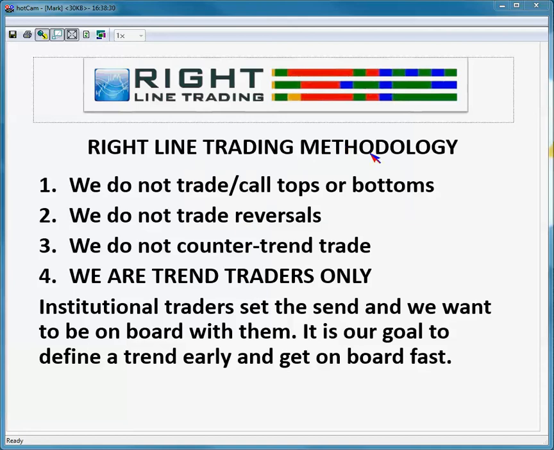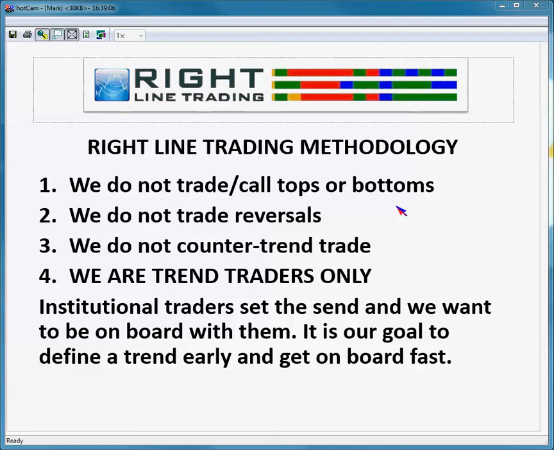Now, our methodology is really very, very simple. We do not trade or call tops or bottoms. We do not trade reversals. We do not counter trend trade. We are purely trend traders. We only trade with the trend. It's my belief that institutional traders set the trend, and we want to be on board with them. So it is our goal at Rightline to define a trend early and get you on board fast.